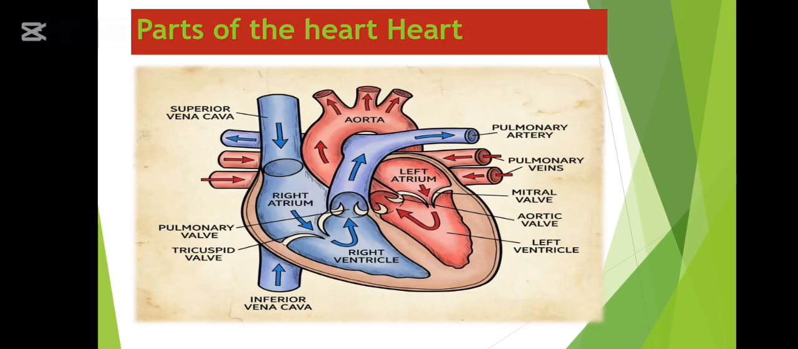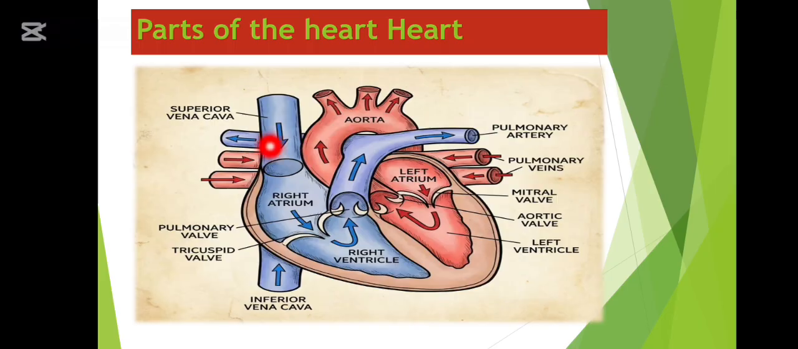Okay. So now let's try to look at parts of the heart. When you look at the parts of the heart, we have the four chambers: right atrium, right ventricle, left atrium, left ventricle. So usually what happens is we also have superior vena cava and inferior vena cava and so on. We also have some valves here, of which the importance of the valve is going to be understood as we go on.